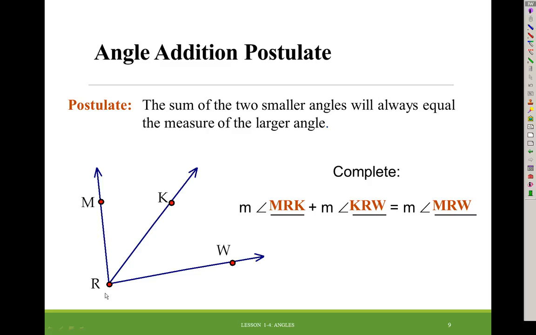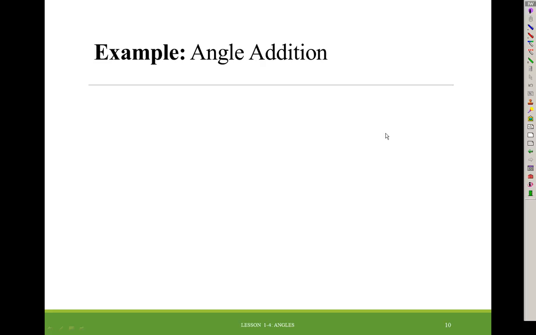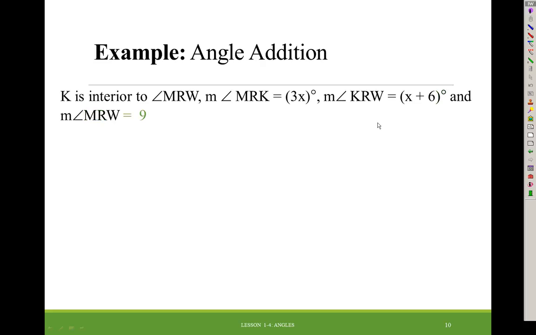Notice R is the vertex and R is the middle letter in each of these angles. The vertex has to be the middle letter when you name it with 3 points. So if I'm going to do that, I can set up equations and whatnot to find things. So they describe it here: K is interior to angle MRW, and then they give some angle measurements. Find the measure of angle MRK.